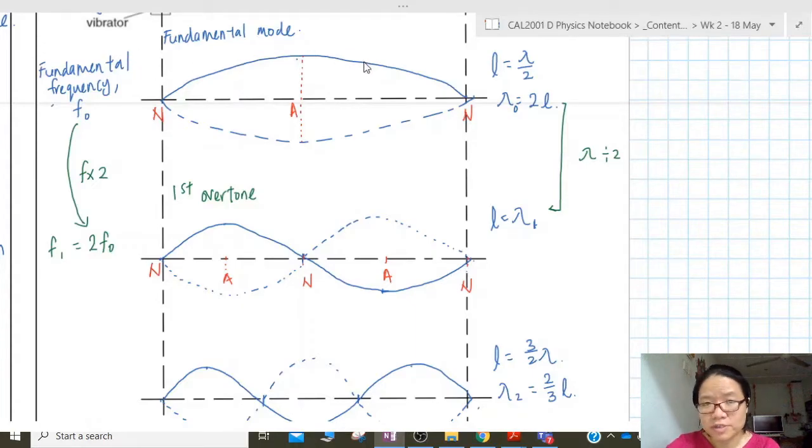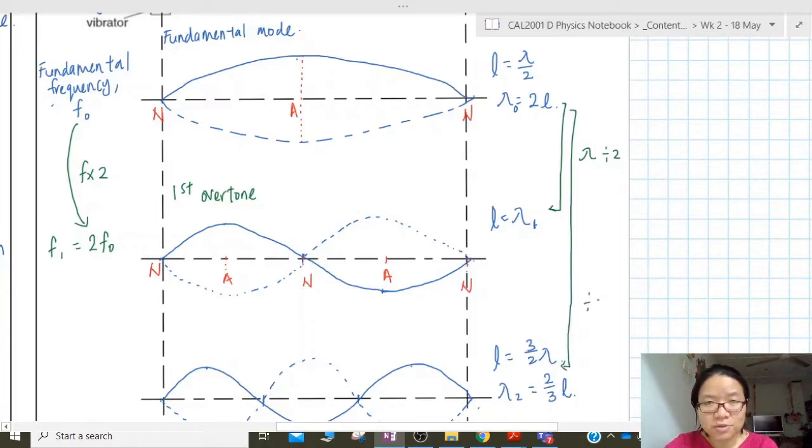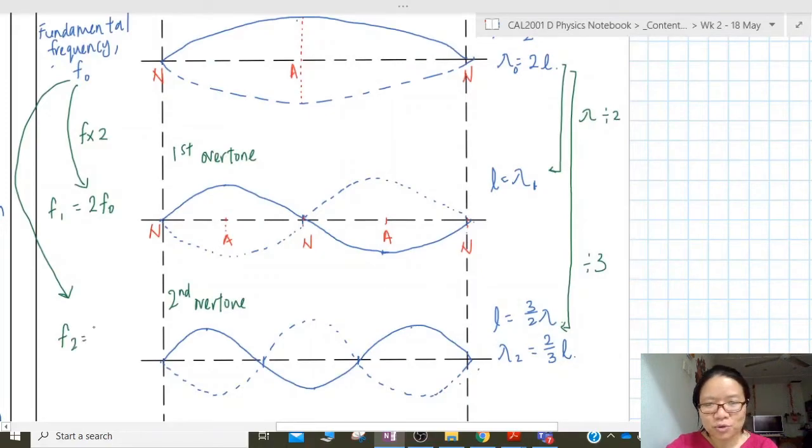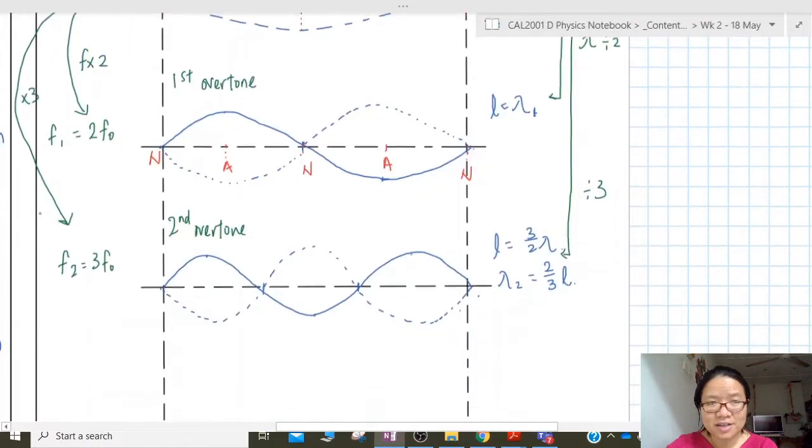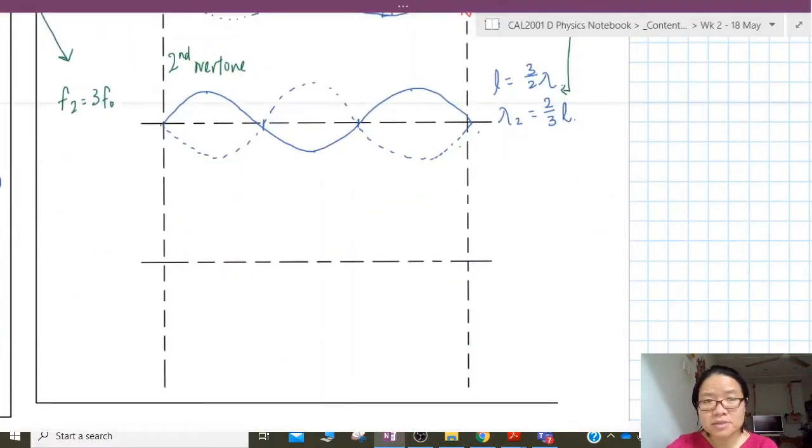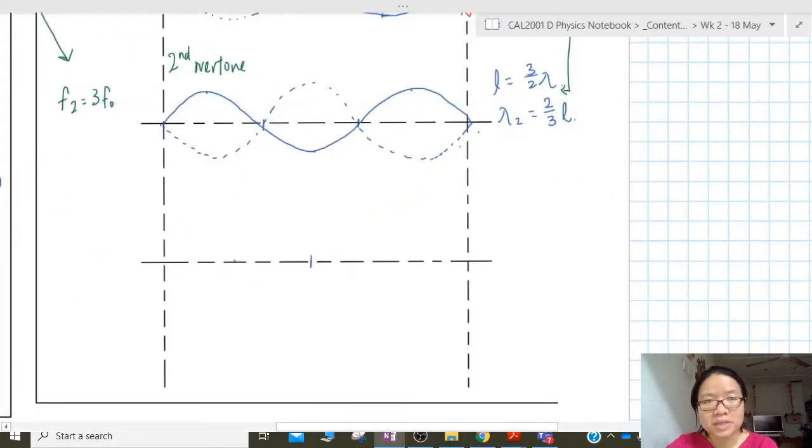And oftentimes, if you look at books, they will derive a certain equation for you to use. I generally don't feel that it's necessary because you can count the wavelengths. You always remember how to count. So this is called the second overtone. If the wavelength is 1/3 of the original wavelength, then the frequency will be 3 times. So I'm just going to draw or complete the last one.